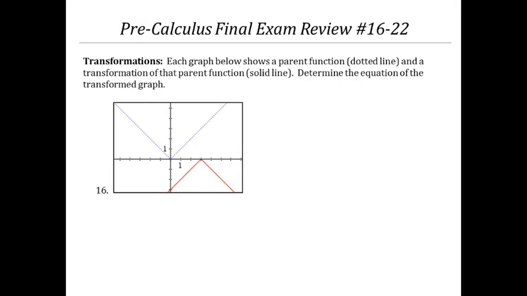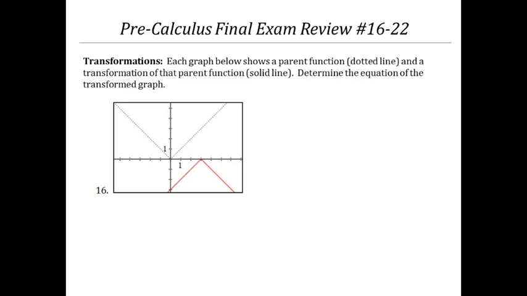In this video, we're looking at questions number 16 through 22 from your final exam review. All of these questions have something to do with transformations of parent functions. In this first question, we've got a graph with a dotted line that represents the parent function and a solid line which represents a transformation of that parent function, and we're asked to write the equation of the transformed graph.